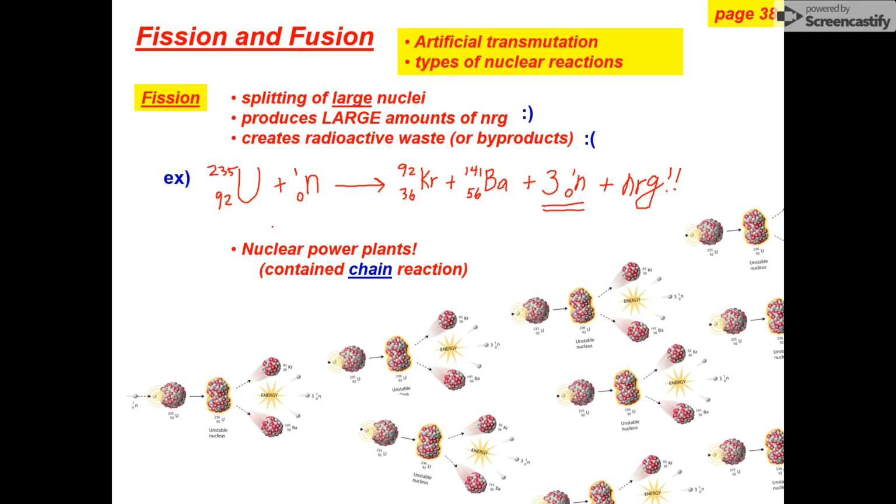Okay. Fusion. I'll explain to you a little bit more about how we control a fission reaction in just a moment. What do we want to know about fusion? It's the combining of small nuclei. In fission, we started with big nuclei. In fusion, we're combining small nuclei. And fusion happens in our sun. The fact that we are alive today is because of nuclear fusion happening in our sun to create heat and energy. Fusion produces large amounts of energy, like any kind of nuclear reaction, and that's a good thing.